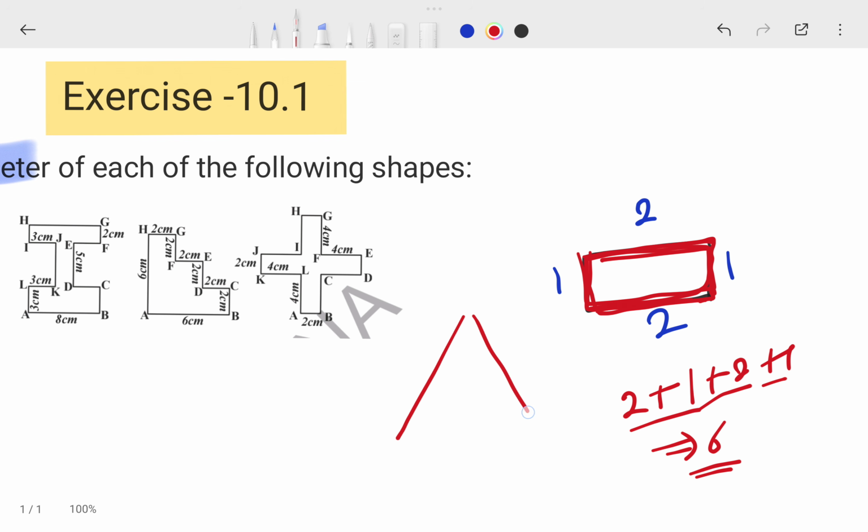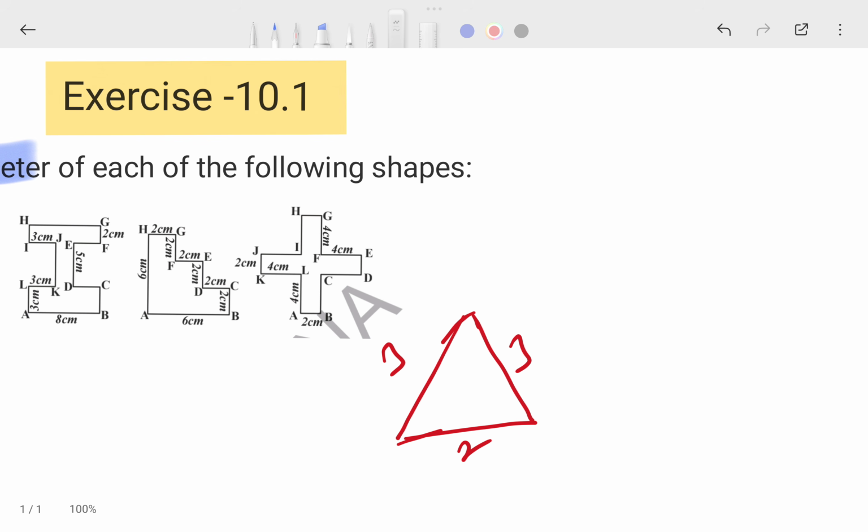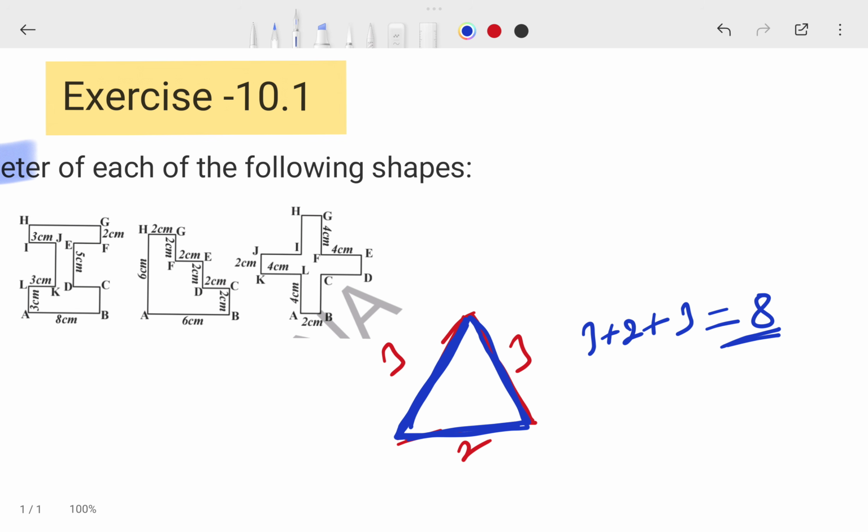Generally, this is the only boundary. Let's suppose this is a triangle, and I am telling you to find the perimeter. This side is 3 centimeter, this is 2, this is 3. How will you find it? Perimeter is simple. You are looking at this boundary, and that boundary is called the perimeter. When you add all the sides, 3 plus 2 plus 3, that is going to be 8. That is the perimeter. The sum of all this boundary is called the perimeter.